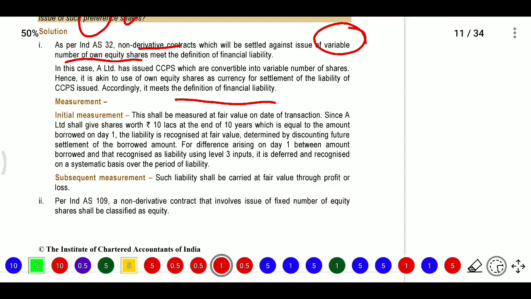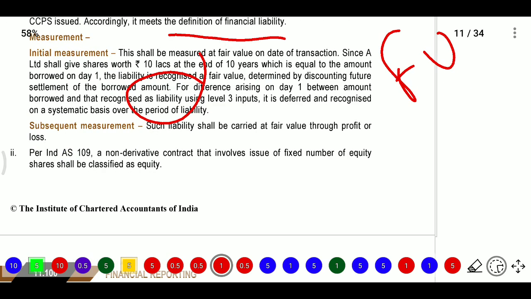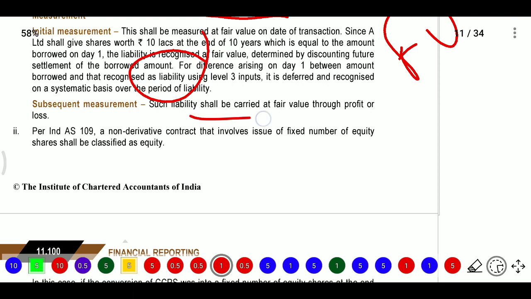Now, measurement. For initial measurement this shall be measured at fair value. For all financial instruments, for initial measurement we go with the fair value on the date of transaction. Since A Limited shall give shares worth 10 lakh at the end of the 10th year, which is equal to the amount borrowed on day 1, the liability is recognized at fair value determined by discounting the future settlement amount. The difference arising on day 1 between the amount borrowed and that recognized as liability, using level 3 inputs, is deferred and recognized on a systematic basis over the period of the liability. Next, subsequent measurement. Here such a liability shall be carried at FVTPL.